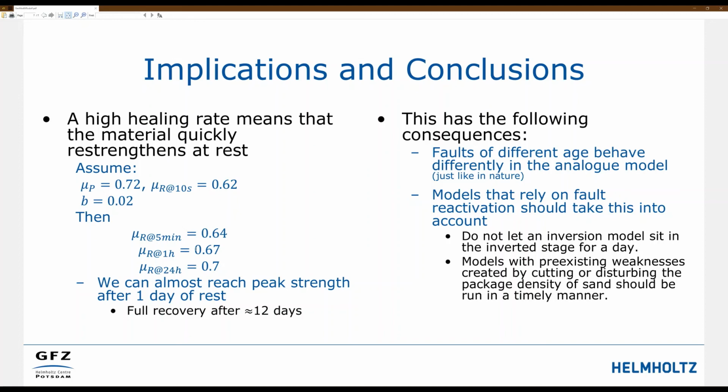And models that rely on fault reactivation, you have to take into account that your model can be different if you run it with a different time setting. And so you should not let an inversion model sit in the inverted stage for more than a day. And of course, models with pre-existing weaknesses with cutting, and when you change the package density with some means, you should rerun the model relatively quickly. Otherwise, you get this healing over time and you go back to your initial strength again.